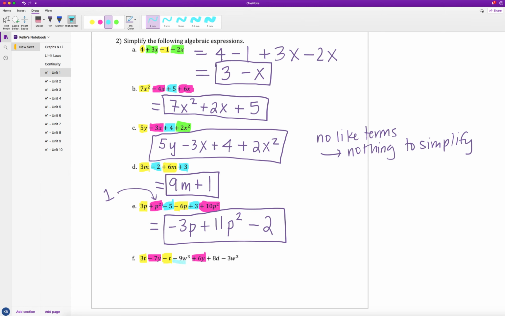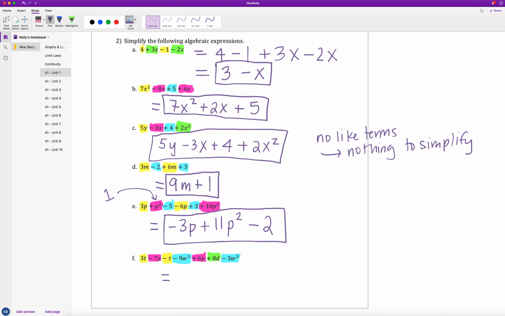Our negative 9w cubed, so now we have a w to the 3rd power, can also get combined with our negative 3w to the 3rd. So those guys are like terms. And then this 8d is all left on its lonesome. We just have the positive 8d. Since I had 4 different colors here, I should end up with 4 different terms in my final answer then.